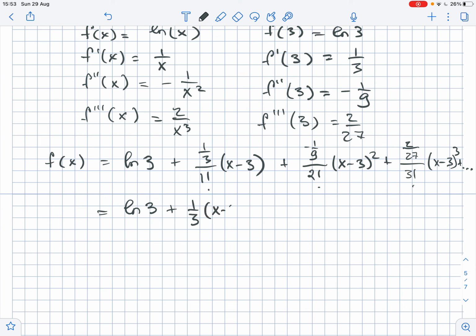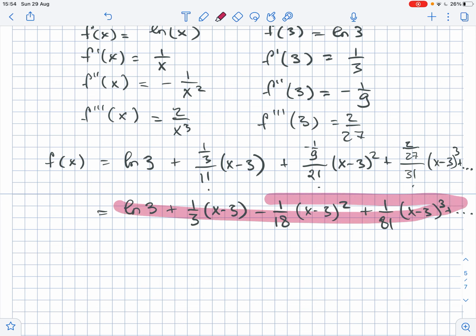This equals ln of 3 plus 1 over 3 times x minus 3, minus 1 over 18 times x minus 3 squared, plus 1 over 81 times x minus 3 cubed, and so on. So the Taylor series with first non-zero terms with center a equals 3 is this expression.